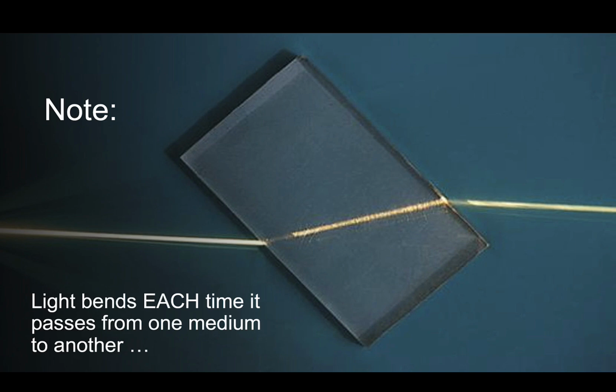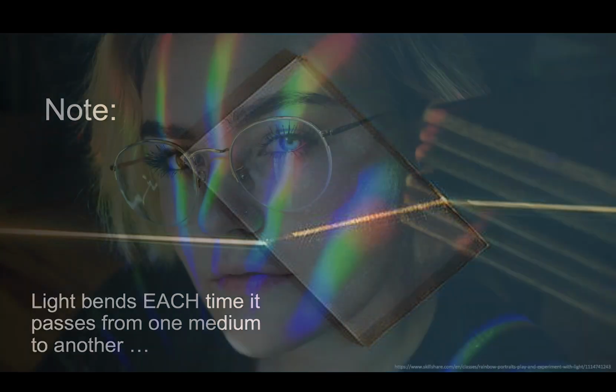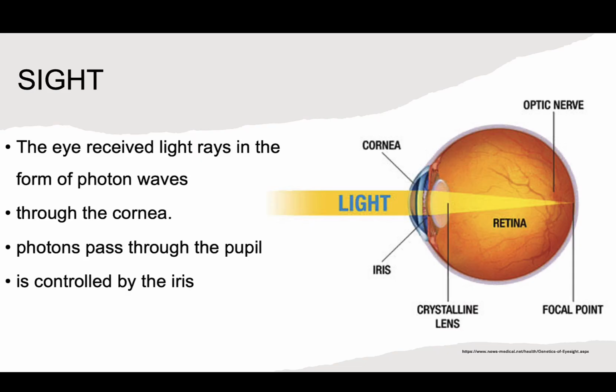And also note that light bends every single time it passes from one medium to another. So in this case, as it goes into a plastic or a piece of glass, it bends and then it bends again when it exits. And this is the same as happens in the eye, in the cornea and the lens. The light bends as it travels through these. Any medium that light travels through will cause a bending of that light.